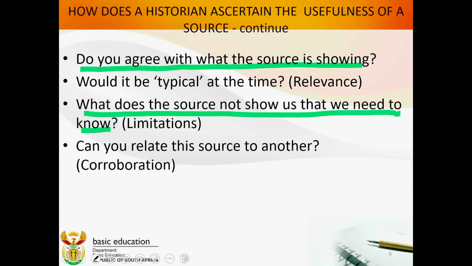Can you relate this source to another? It means, can the information in this source be verified by other sources? If the information in this source can be verified by other sources, then this source is useful. Hence, I said that all that is applicable to usefulness is also applicable to reliability.